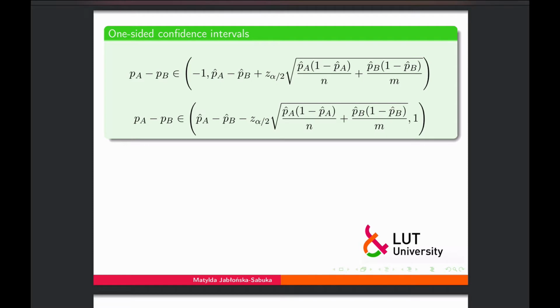If we are to consider one-sided confidence intervals, then of course the values can vary anywhere between -1 and 1, because we can have a case where one population has proportion 0, so the minimal, the other one has maximal, so then we arrive at difference -1, and then the maximal one is 1. And otherwise, it's all the same.